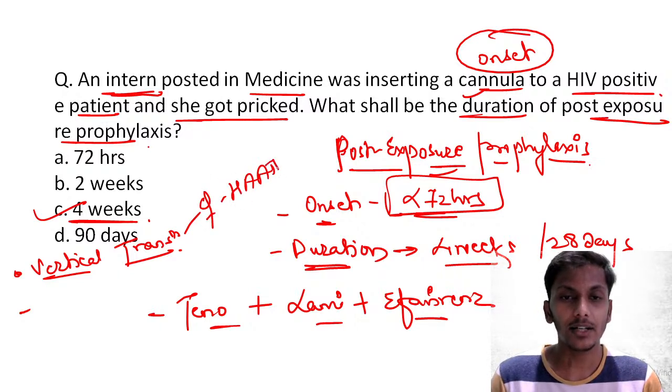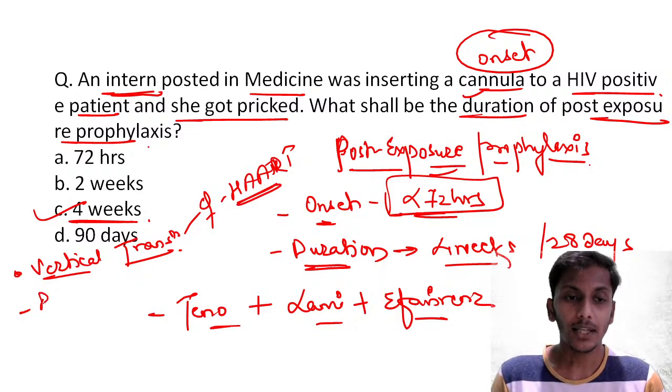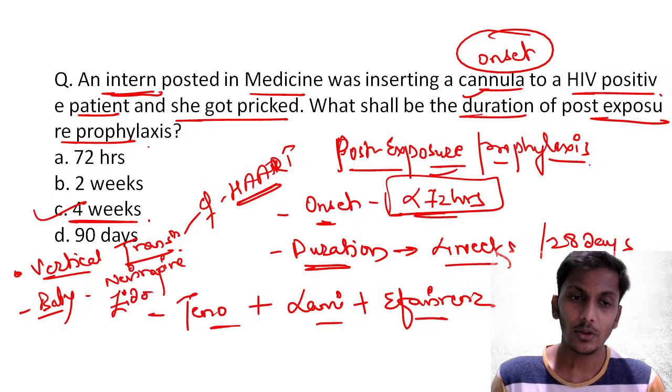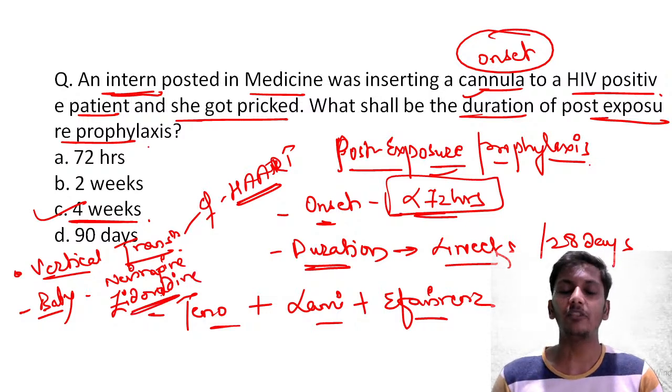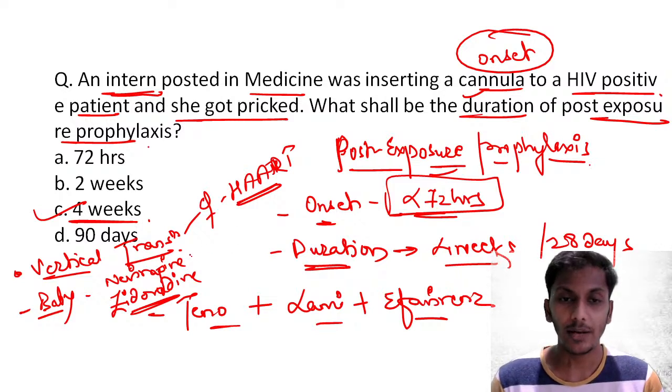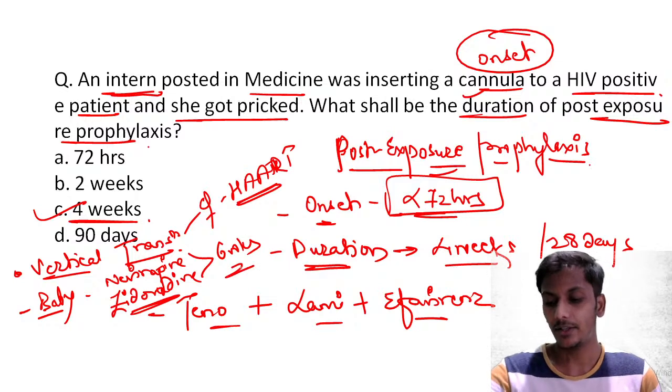The mother is given a total HAART, that is highly active antiretroviral therapy. But what should the baby be given? The baby should be given either nevirapine or zidovudine. So please remember, the preferred drugs for preventing vertical transmission in HIV positive mothers are nevirapine or zidovudine. And what is the duration? It is 6 weeks. Minimum 6 weeks to be given to the baby.